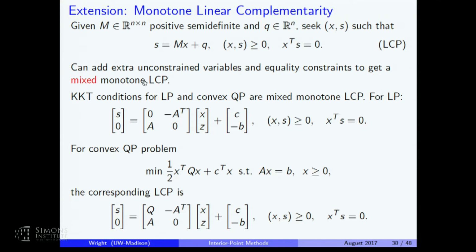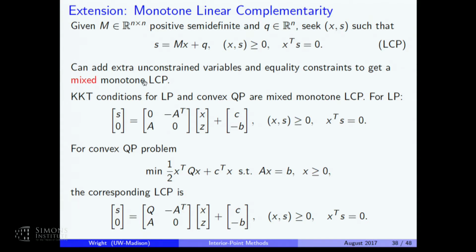So here the problem is you're looking for two vectors x and s. They're both of length n. You've got a matrix M, n by n. It's positive semi-definite, not necessarily symmetric. And x and s are related in this way. s is just Mx plus q. x and s are both non-negative, and they have to be complementary. So you're just looking for two vectors x and s that satisfy these conditions.